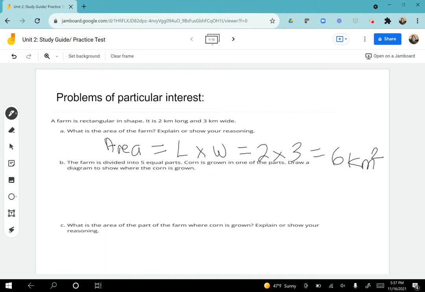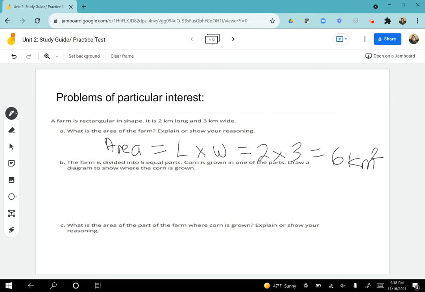And the work I'm showing here would suffice for explaining or showing your reasoning. Apologize for my dog barking. The farm is divided into 5 equal parts. Corn is grown in one of the parts. Draw a diagram to show where the corn is grown.